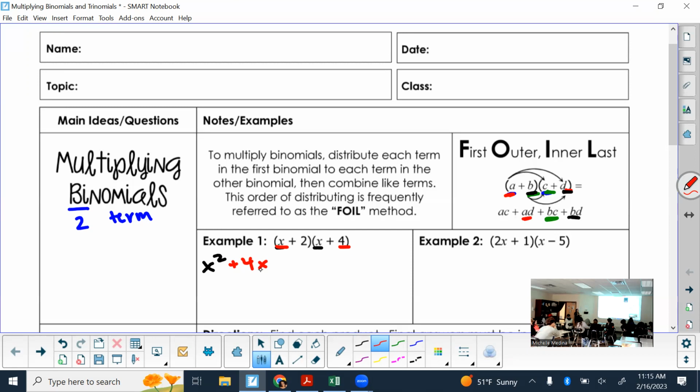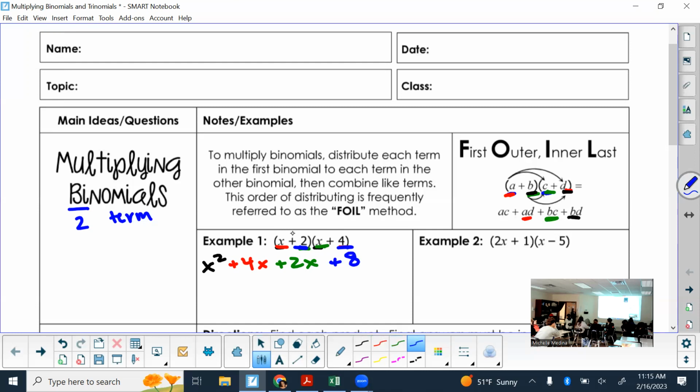Now multiply the inner terms. So, table 3. My inner terms are these 2. 2 times X. What's 2 times X? Good. Table 4, multiply the last term. So last term in each parentheses is 2 and 4. What do you get? Good. And in this one, they all happen to be positive, but just remember if one of them were negative or if they were both negative, make sure you know your rules.